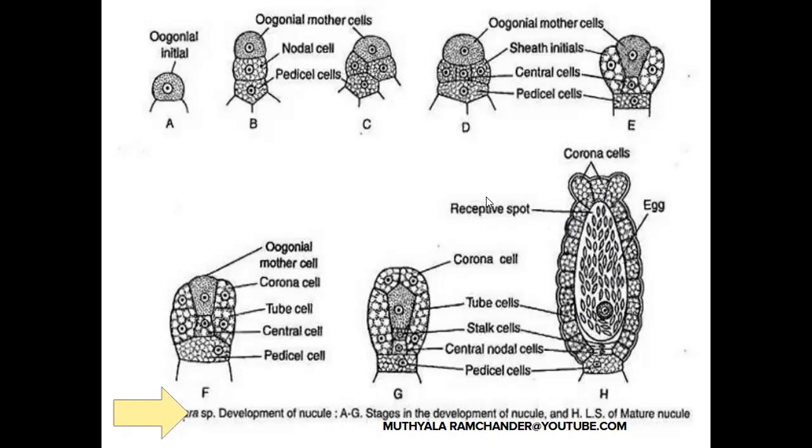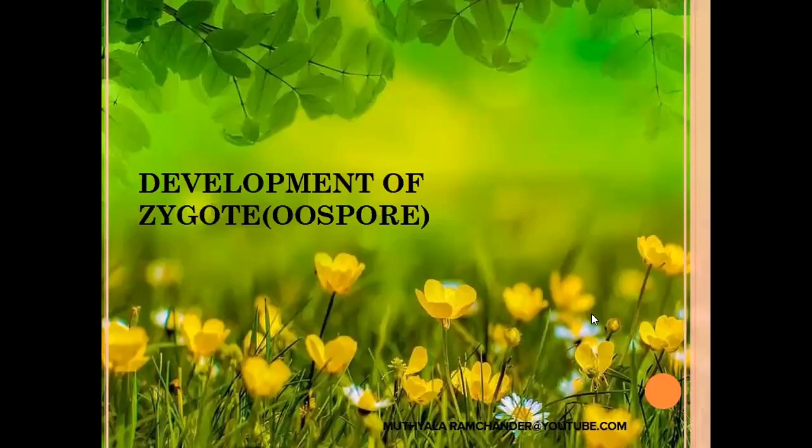During fertilization, the spiral male gametes are received by the receptive spot and enter into the oogonium, and fuse with the egg nucleus of the oogonium to form a diploid zygote. The diploid zygote is present in the oogonium. That zygote is also called the oospore. Zygote is formed by the fusion of male and female gametes. Male gametes and female gametes are fertilized to form the zygote.